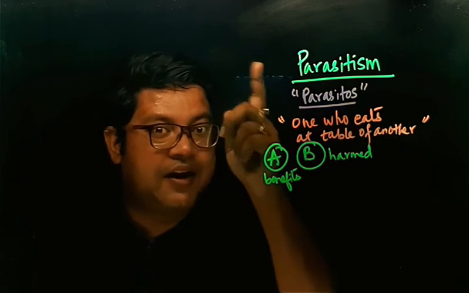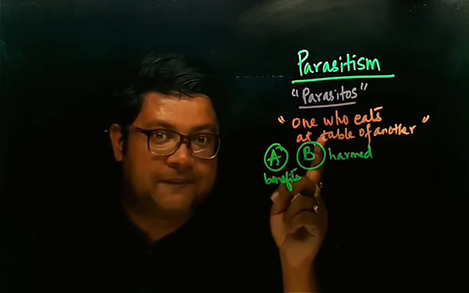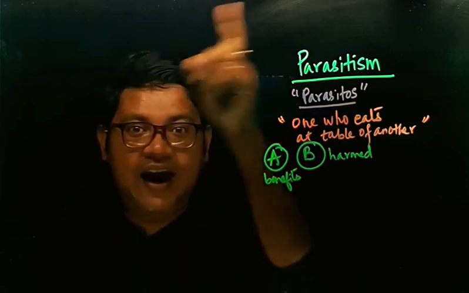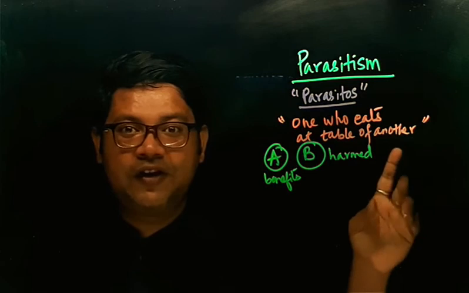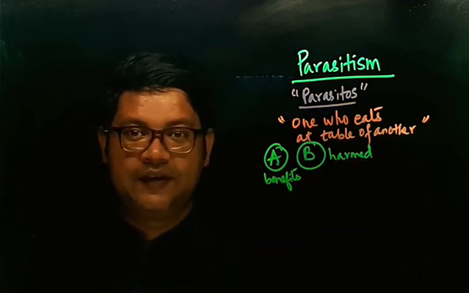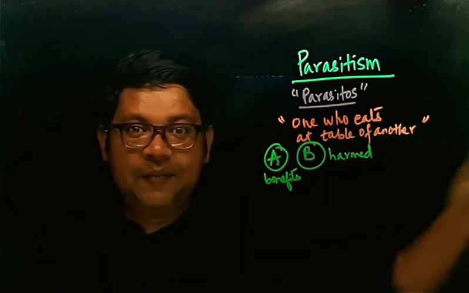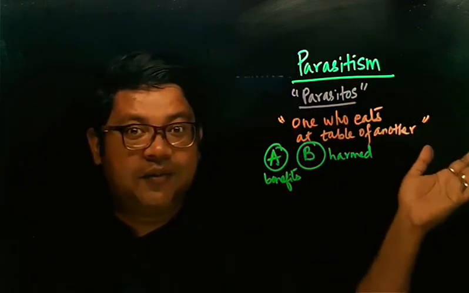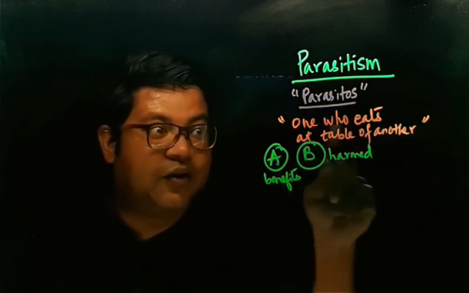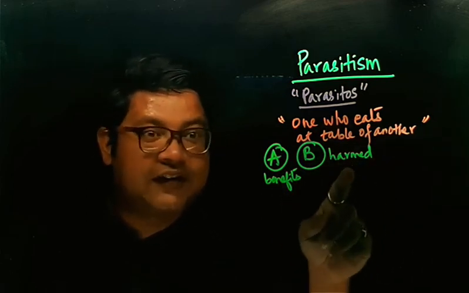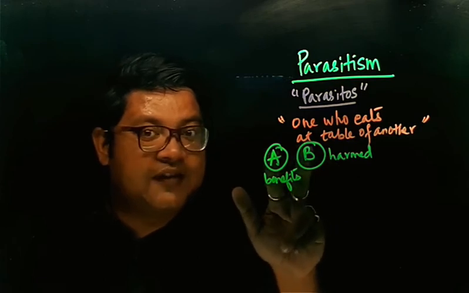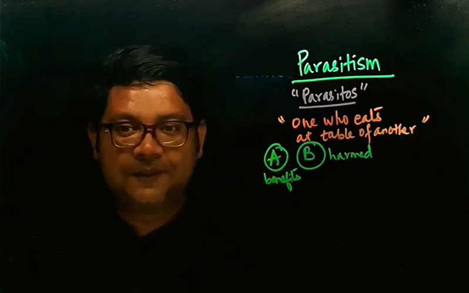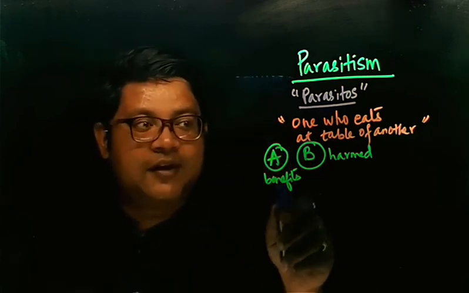In predator and prey, remember, there is no close association. A tiger and a deer are not very closely associated. They live separately. And over there, in their interaction also, one gets benefit and the other gets harmed. Over here also, one gets benefited, the other is getting harmed. But what's the difference? Over here, these two species are residing in a very close physical association. So one is getting benefited, one is getting harmed.